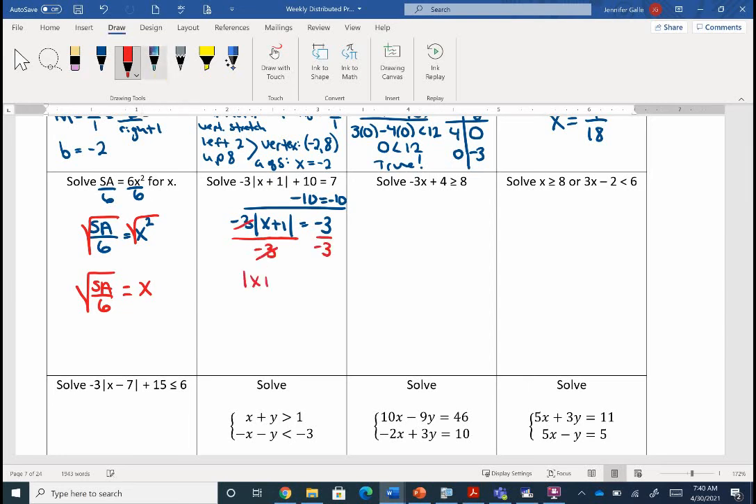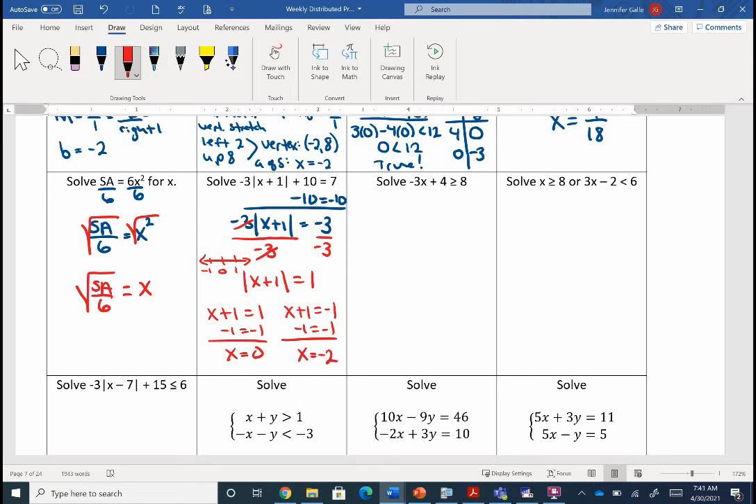Now I'm left with absolute value of x plus 1 equals positive 1. Remember, absolute value is the distance a number is from 0. So there's two different numbers whose distance away from 0 is 1. Positive 1 and negative 1. So that means x plus 1 could equal positive 1, or x plus 1 could equal negative 1. You do need both cases. And there we have our two solutions.